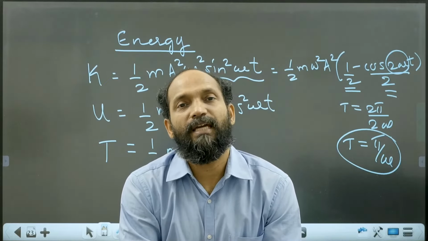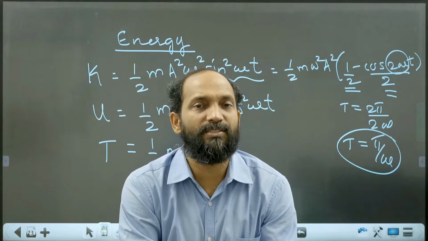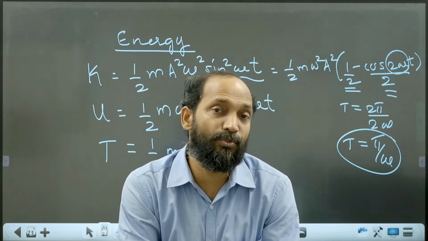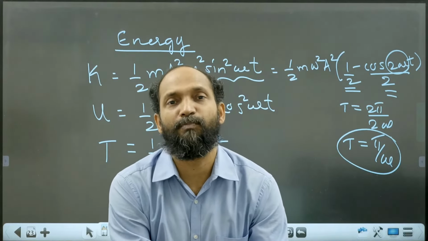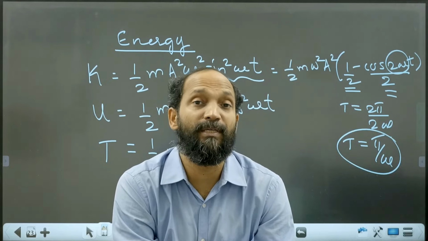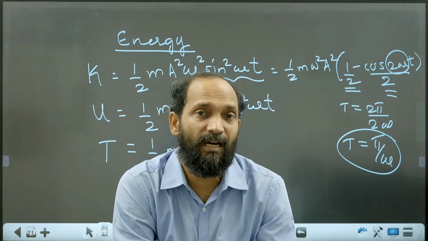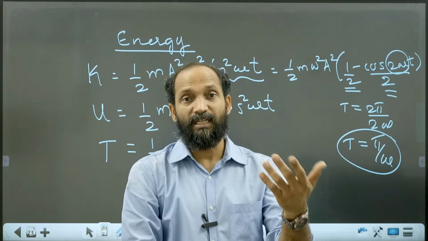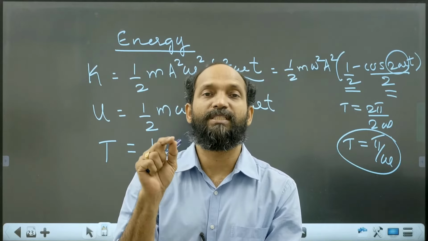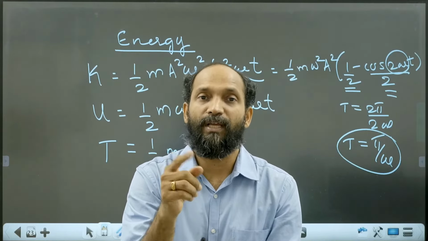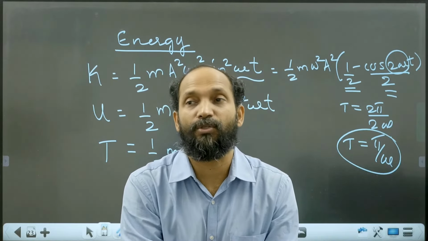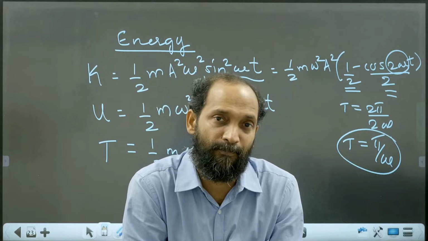Position, velocity, acceleration, force, all of these execute simple harmonic oscillations. But kinetic energy executes only periodic oscillation, not simple harmonic motion, with a different period. What is the period of kinetic energy? Half. So what is the frequency of kinetic energy? 2 times. So if the frequency of SHM is f, the frequency of its kinetic energy is 2f. Frequency of its potential energy is again 2f. Total energy is a constant, so total energy does not have any frequency.